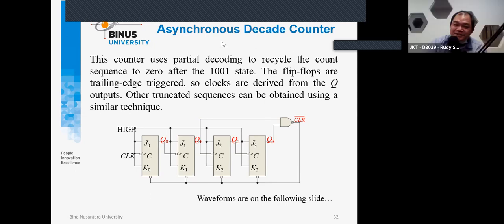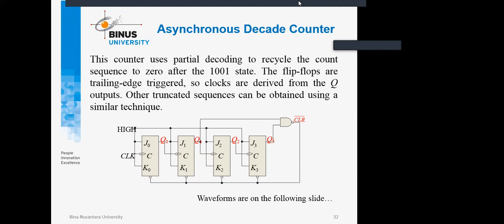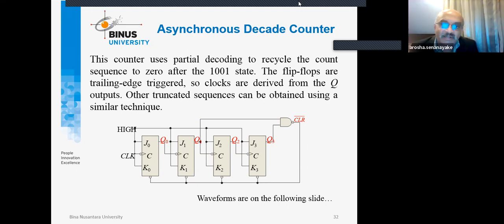Come on, students. Isn't it 0 to 15? Yes, 15, and you are correct, starting from 0 up to 15, because J0, J1, J2, J3 are all at one. All at one means 15, correct. Thank you so much for answering the question.